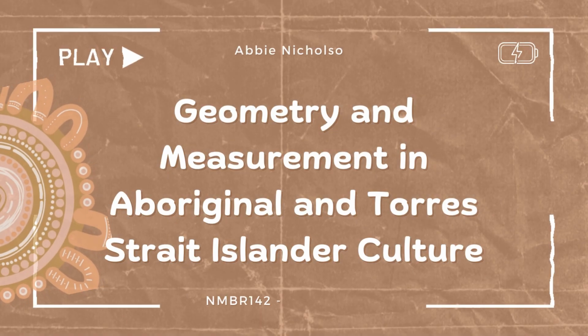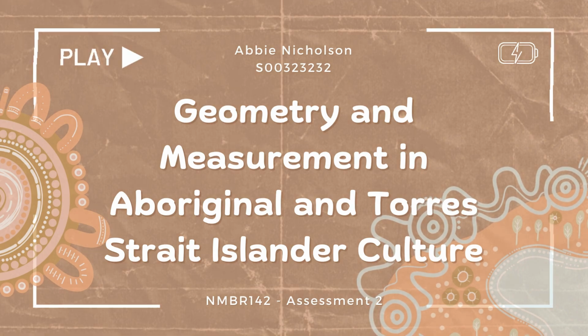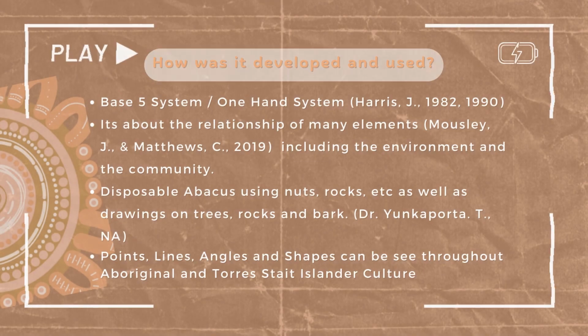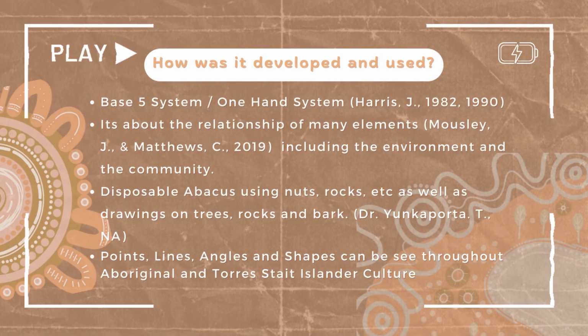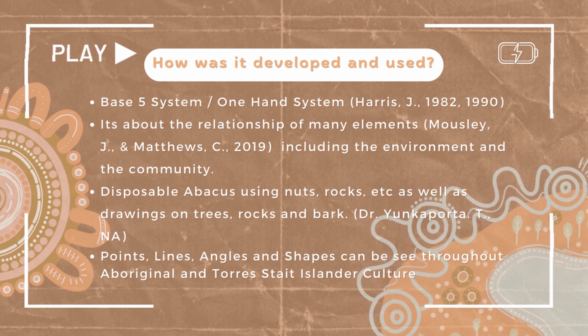Geometry and measurement in Aboriginal and Torres Strait Islander cultures. Before we look into geometry, it is important we understand a little about their basic mathematical system. Aboriginal and Torres Strait Islander mathematics is a base 5 system, also known as the one-hand system. This alludes to their use of their fingers or even their toes for counting.